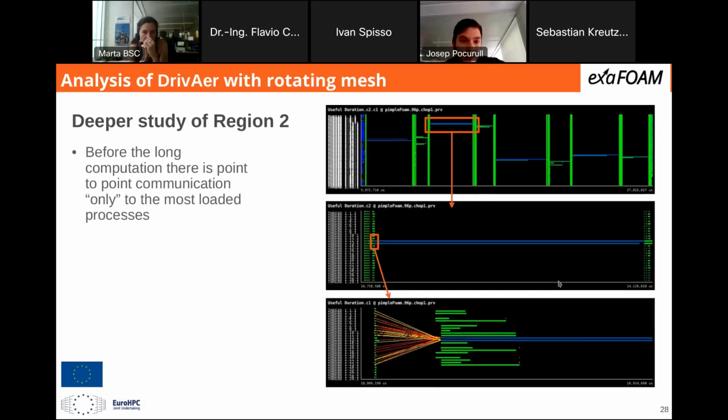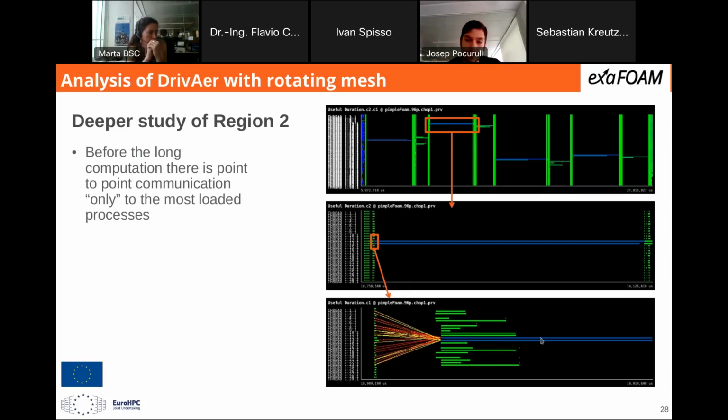And we wanted to go deeper in the study of region 2, where we saw these ranks that were executing something alone, because nothing is parallelized there. What we see here with different zooms is that before the long computation, the bluest ones, there is a point-to-point communication only to them.